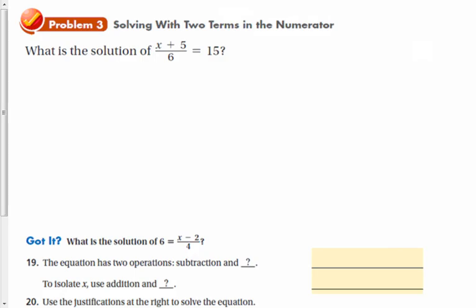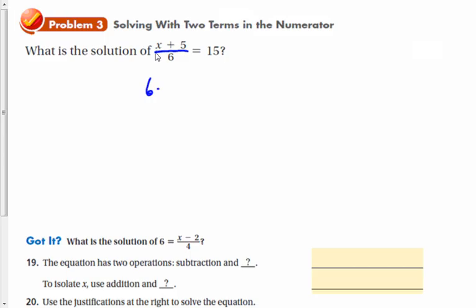All right, problem 3, solving with 2 terms in the numerator. No difference here. We just need to identify the operations in the order that they need to be done, and then work backwards, using the opposite of the order of operations and the inverse operations. Notice that because of this divide sign, that's a grouping symbol. We have to add 5 first, and then we divide by 6. So when I undo this, I want to undo the divide by 6 first.